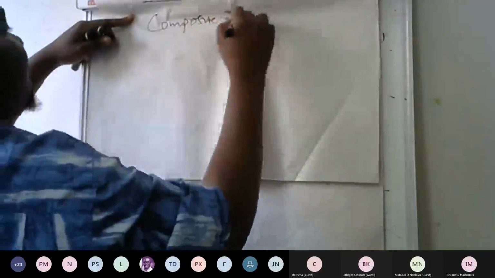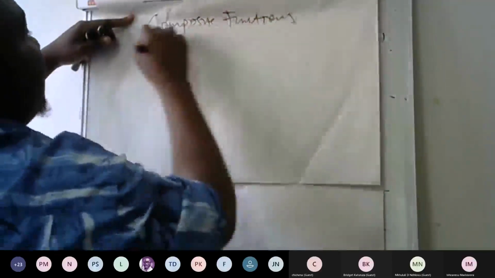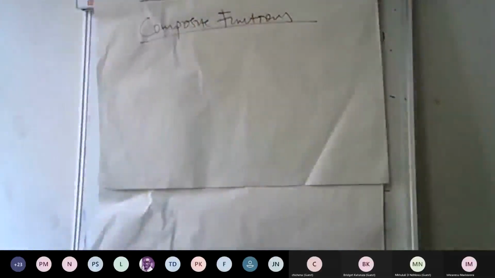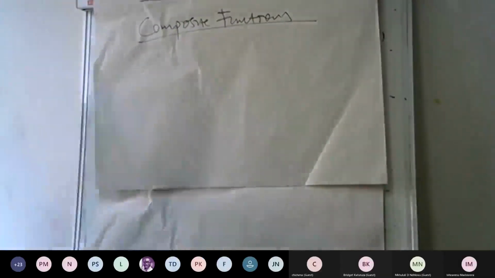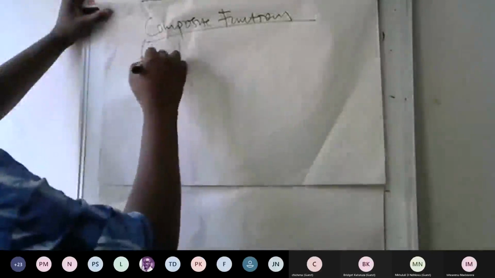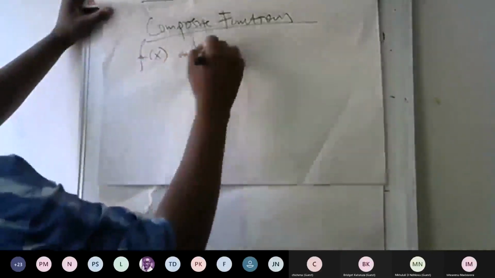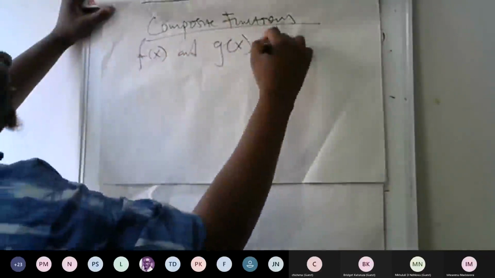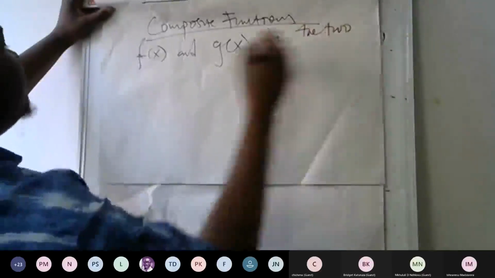All right, that's fine. Let's move on. Inverse functions we've done. Let's move on to composite functions. So if I have got f of x and g of x, for example, the two functions.